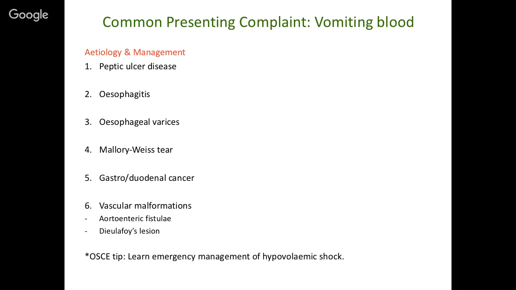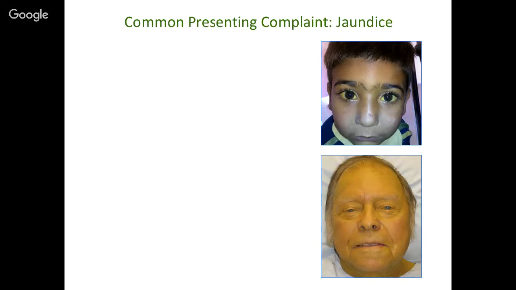In terms of etiology, peptic ulcer disease is number 1. Esophagitis is another one, which you can often see alongside GORD. Esophageal varices, we talked about in portal hypertension. A Mallory-Weiss tear is a tear in the mucosa, often caused by alcoholism, and can also be caused by eating disorders. Gastroduodenal cancer, where you'll see more systemic things like weight loss, and vascular malformations, which you can read about a bit later. I won't talk about management because I want to move on.